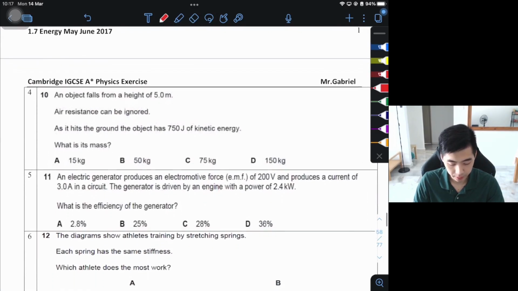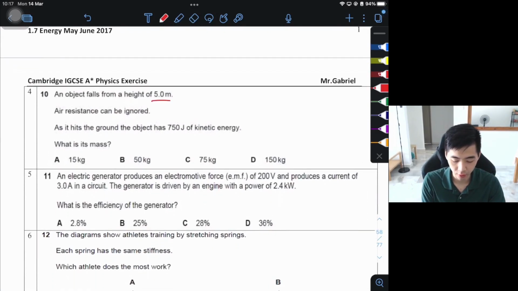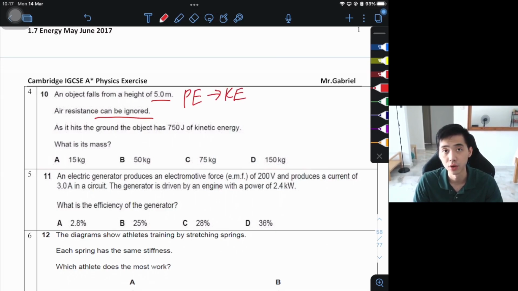Then the next part here, an object falls from a height of 5 meters. Air resistance can be ignored. Now, I've mentioned this many times in class. As soon as you see the words air resistance is ignored, you can safely assume that potential energy is fully converted into kinetic energy or vice versa, guys. As it hits the ground, the object has 750 joules of kinetic energy.